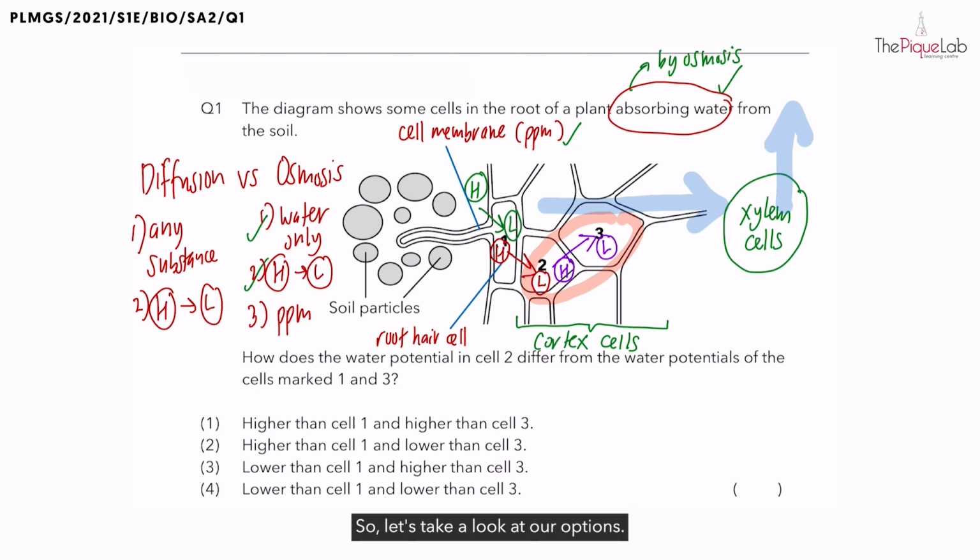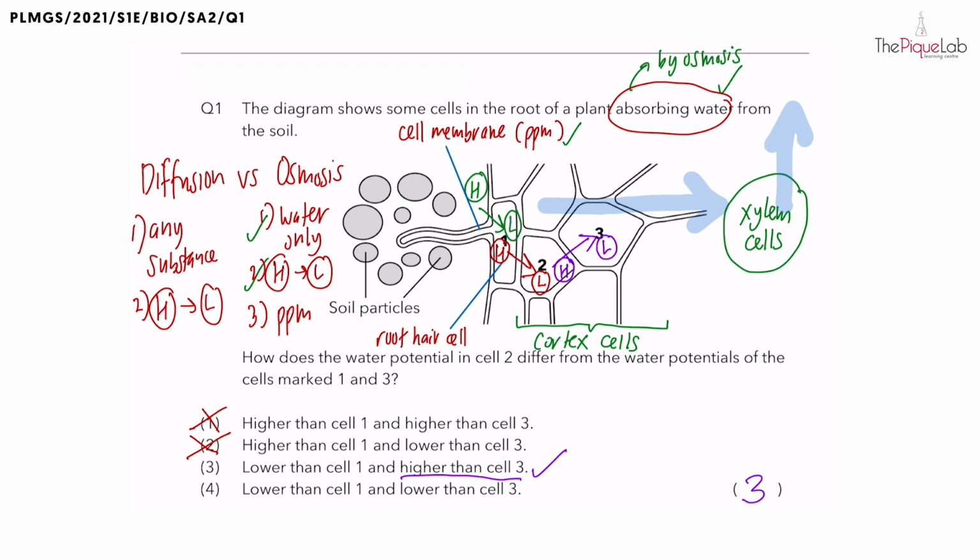So let's take a look at our options. When we compare cell 2 versus cell 1, we can eliminate option 1 and 2 since cell 2 has a lower water potential than cell 1, leaving us with options 3 and 4. And when we compare cell 2 and 3 now, we know cell 2 has a higher water potential compared to cell 3, allowing the water to flow inwards. Now this gives our answer as option 3.